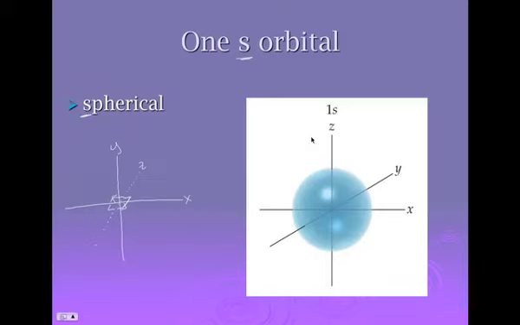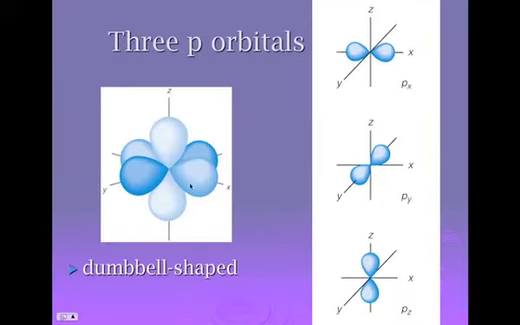P orbitals, we have 3, and they're all dumbbell shapes, and this is what they look like when they're all put together, and this is what they look like in their individual orientations. This little subscript right here tells you that this is the dumbbell shape that's in the x-axis, this one's in the y-axis, and this one's in the z-axis.